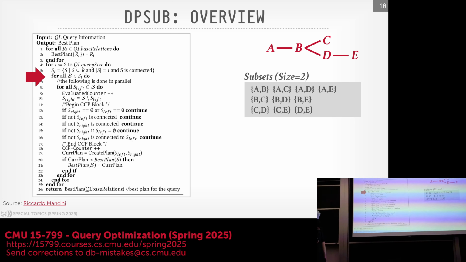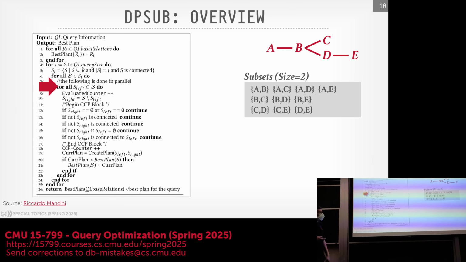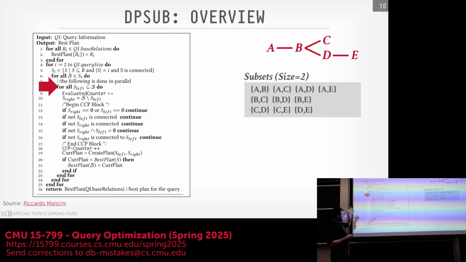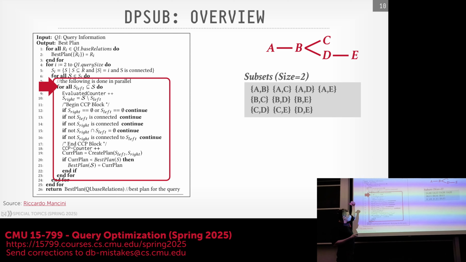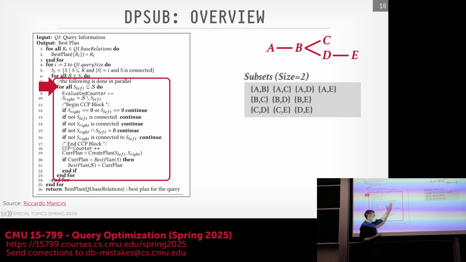All right, so then we get down here, and now we're going to go through all the different subsets, again starting with size 2. For this one, you just start picking each one, and you take whatever is on the left side here. And then this part of the loop can now be done in parallel. So within one subset, in this case, it's only size 2.